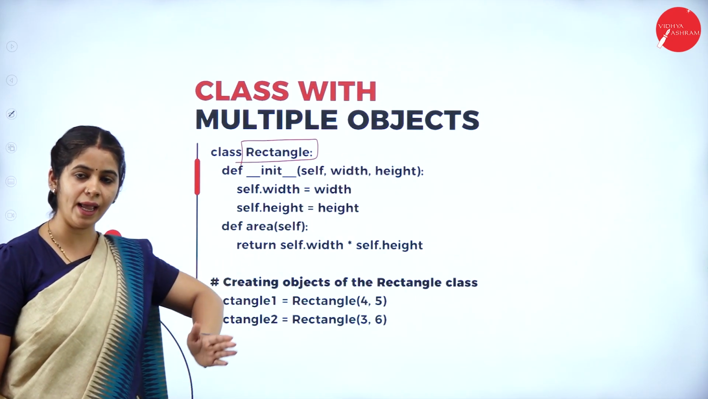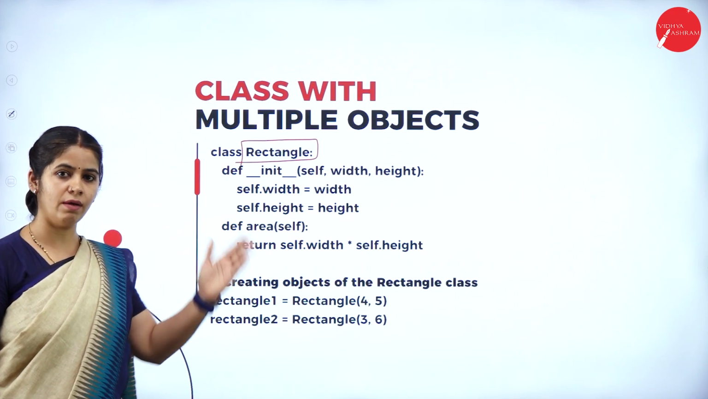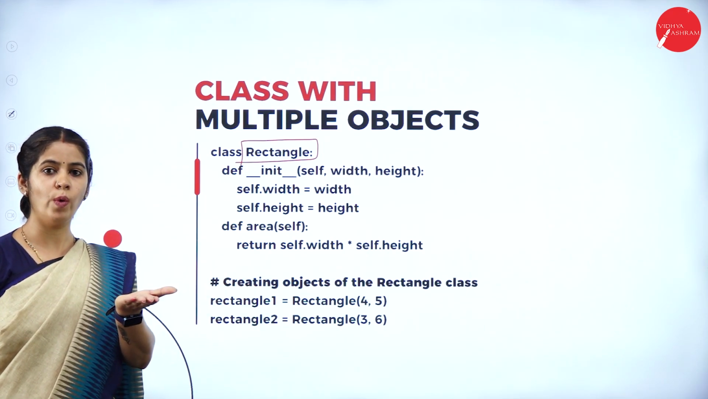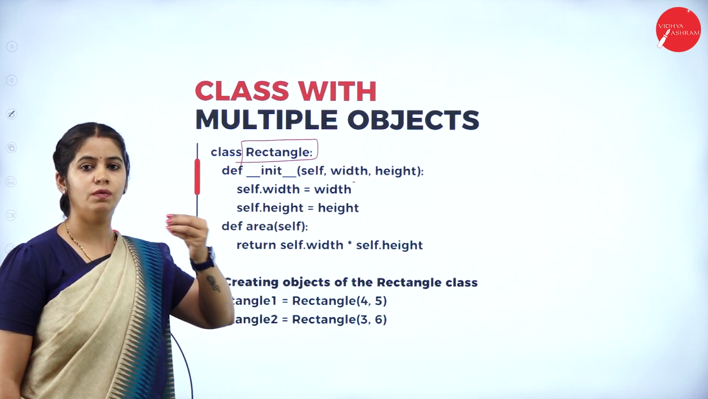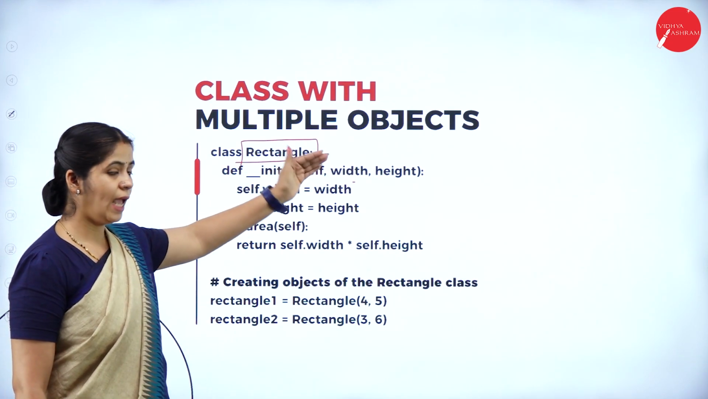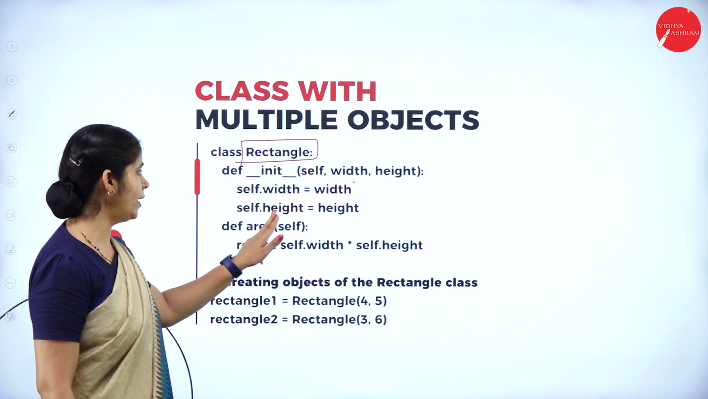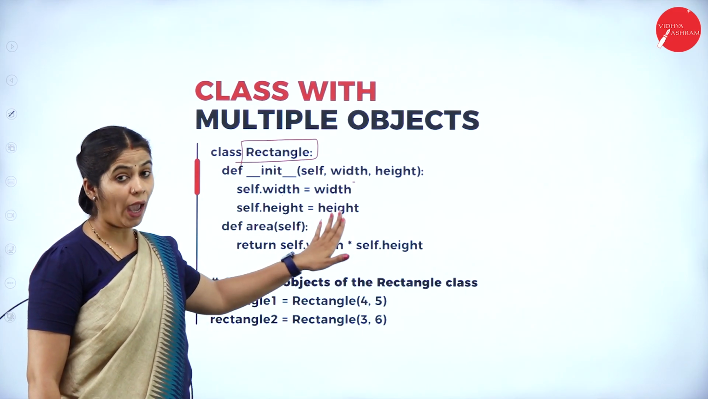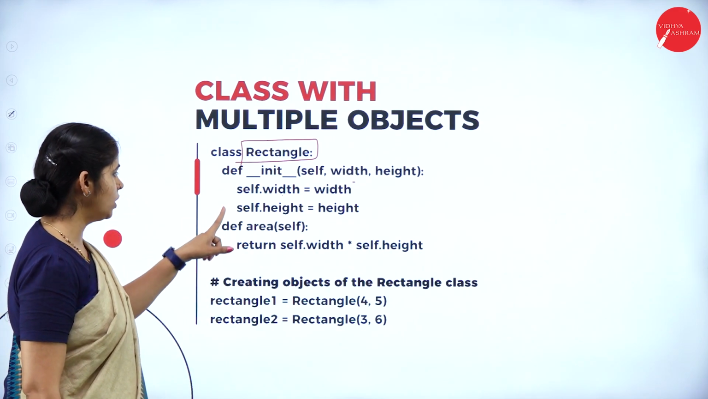When it is a rectangle, what are the properties or attributes of the rectangle? It should have a height and a width, right? So width and height are the parameters or value attributes of that particular class. How can I access that? Self dot width is equal to width, self dot height is equal to height. To access the attributes of the class, we use this.